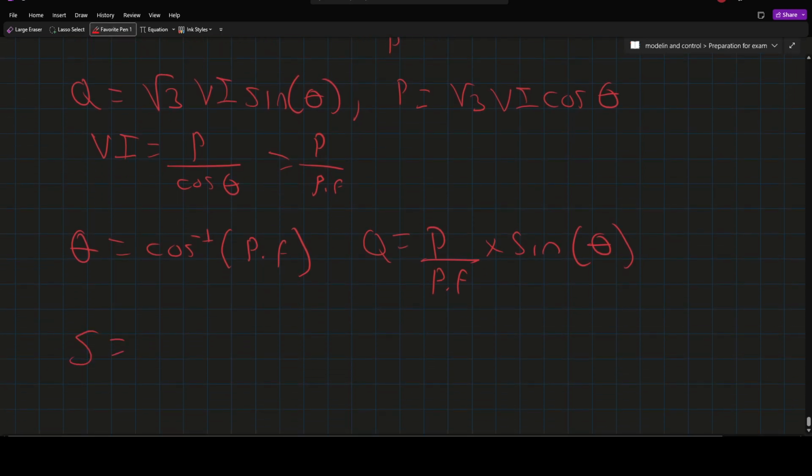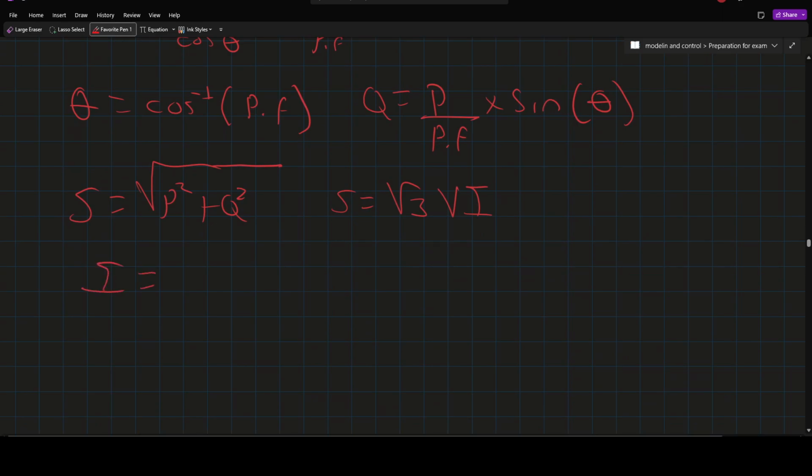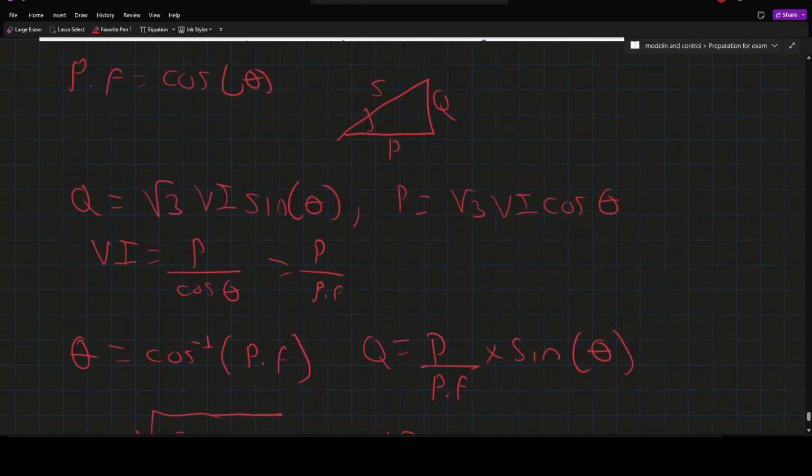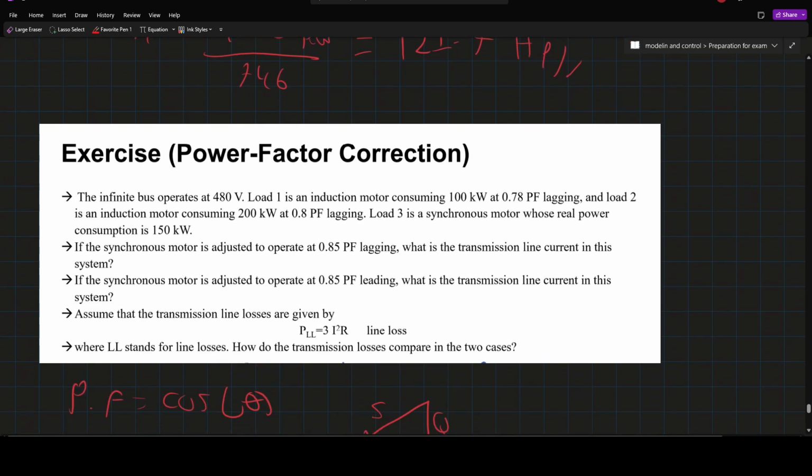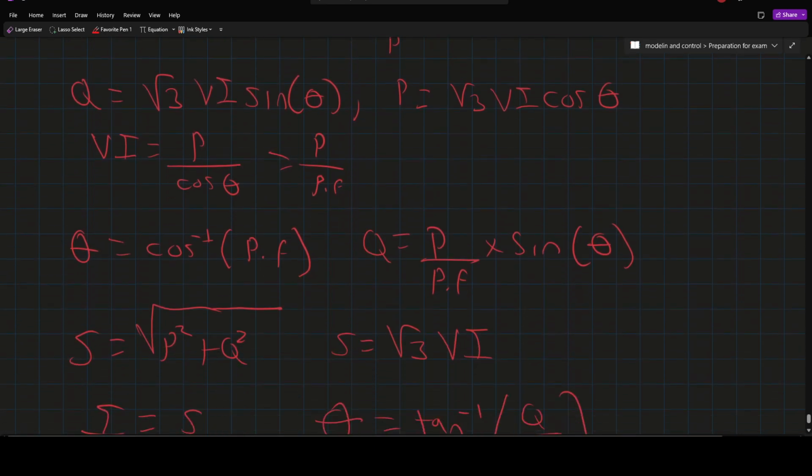Finally, we can say that apparent power is equal to the square root of our P squared plus our Q squared. We also know that S is equal to square root 3 times V times I, so our current is equal to S over the square root 3 times V. And if we have this, we can say that our theta is equal to the inverse tangent of Q over P. So I know this is a lot of formulas, but it's just what we are going to use for this exercise. Maybe you already know all of this.